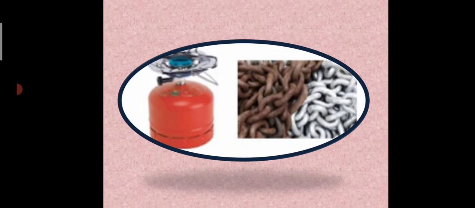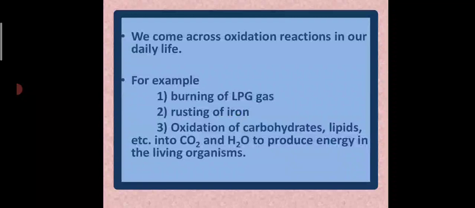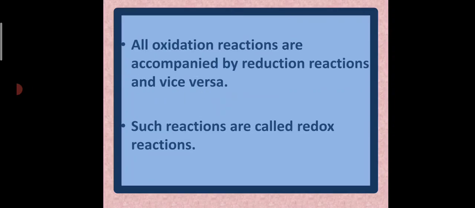Oxidation means what? Addition of oxygen, we call it oxidation. Removal of hydrogen we also call oxidation. Loss of electron we also call oxidation only. In the same way, if you see any iron material kept open in the atmosphere, it will start to rust. It is also because of oxidation only. So we come across oxidation reactions in our daily life, for example, burning of LPG gas, rusting of iron, and oxidation of carbohydrates and lipids into carbon dioxide and water to produce energy in living organisms.